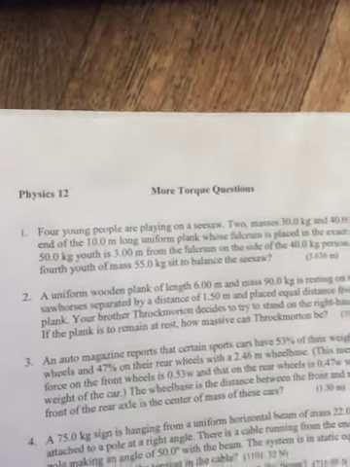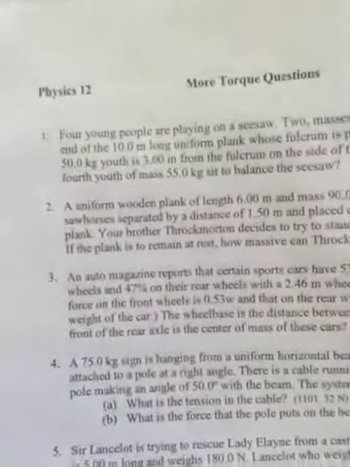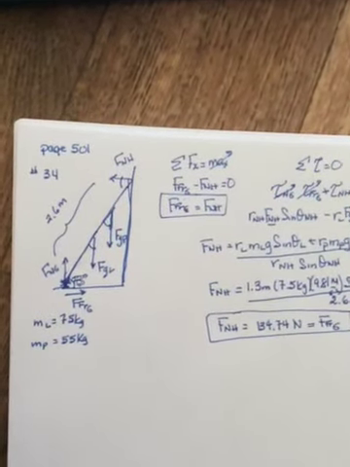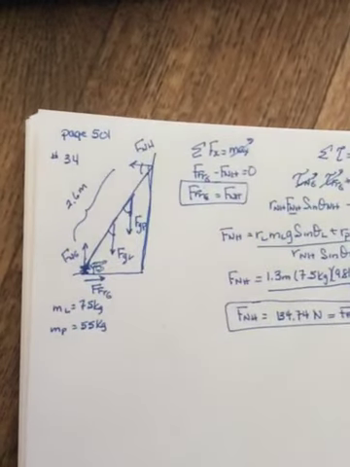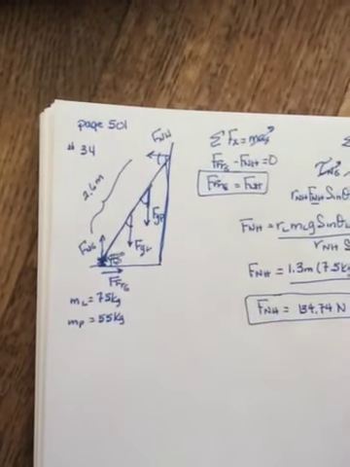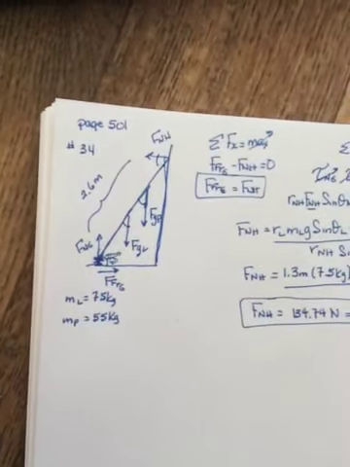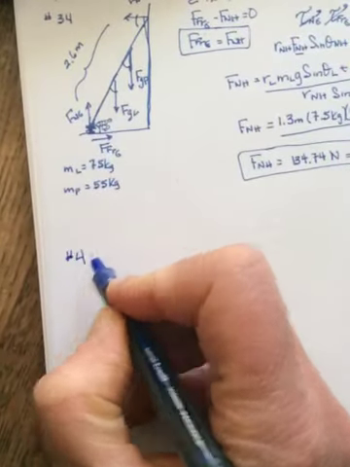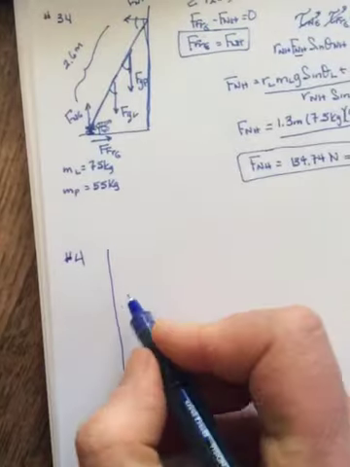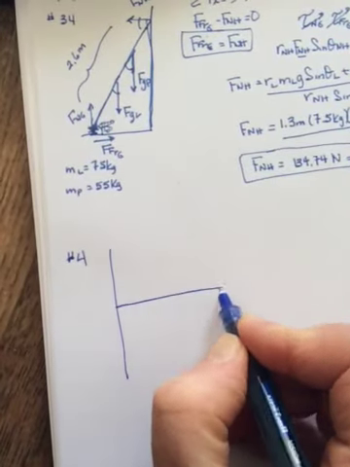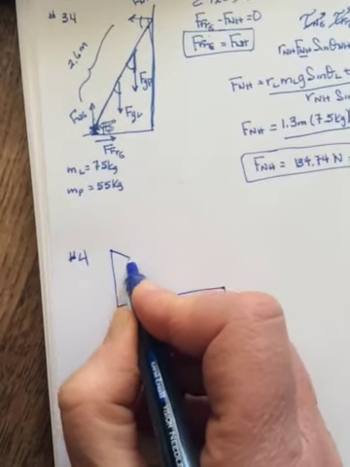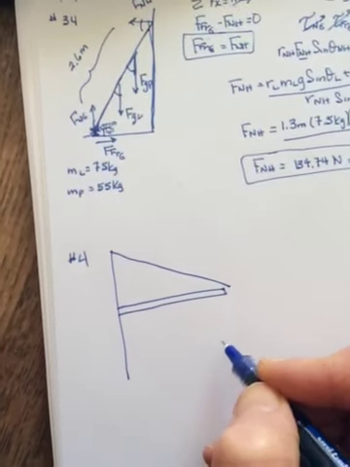All right. I also, on this sheet, wanted you to do numbers 4, 5, and 6 on the more torque questions. So number 4 is a sign hanging from a uniform beam. Okay, so number 4. So we have some kind of a pole. We have a beam going out. There's a guide wire coming down to the beam.